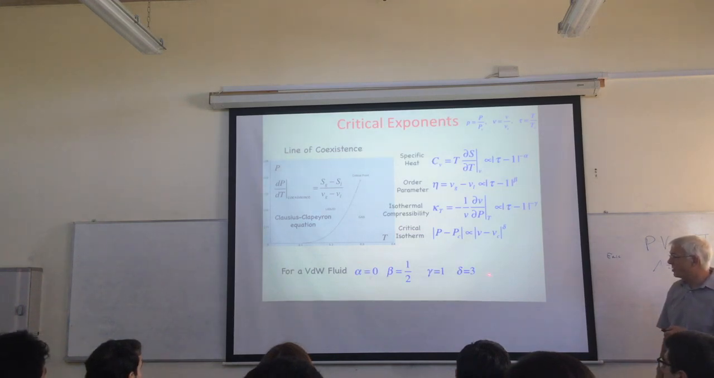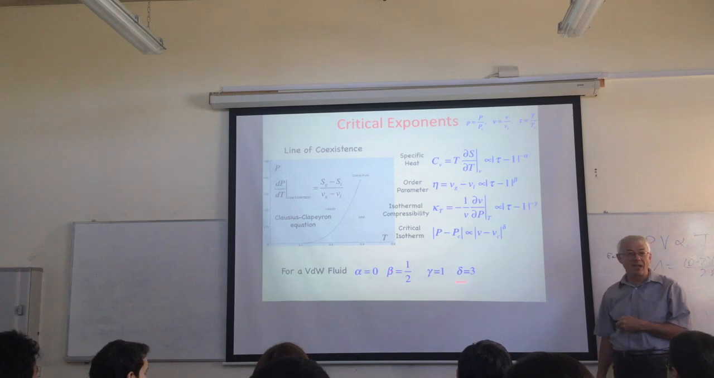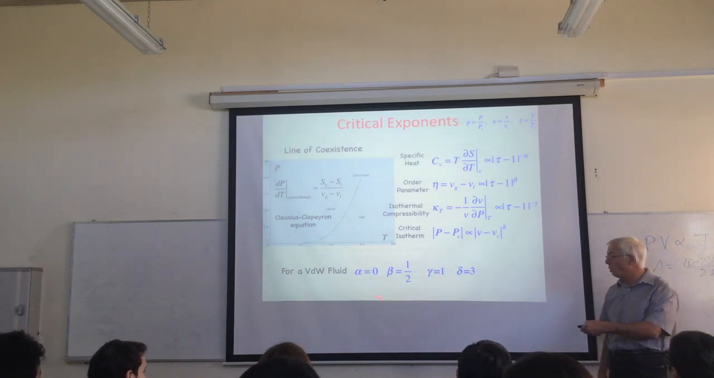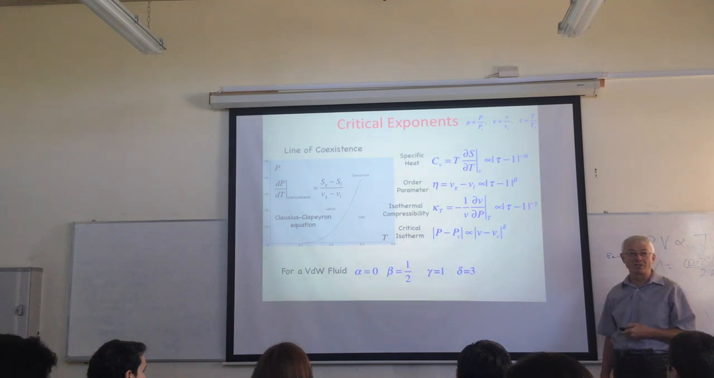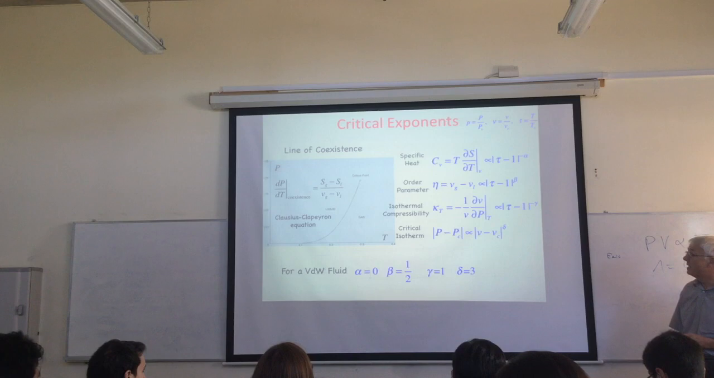Now for a Van der Waals fluid, this is what you get. Alpha is 0, beta is a half. So alpha 0 means it's actually not diverging. Beta is a half, gamma is 1, and delta is 3. And these also happen to be the values from mean field theory. These values occur most commonly in thermodynamic systems. They're not true for every system, but they're true for many systems.